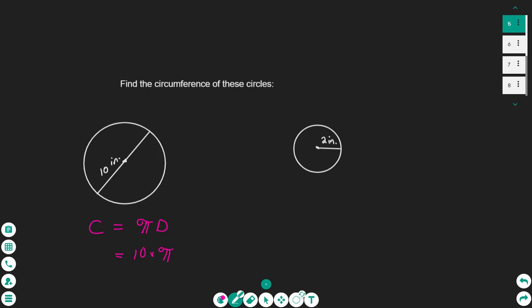Now, if you want to, write that out as kind of an approximation, 3.14, which is pi, times the 10 is going to be what? 31.4 units. That would be the distance around this circle. All right, go ahead and try the next one. See if you can find the circumference of this circle.